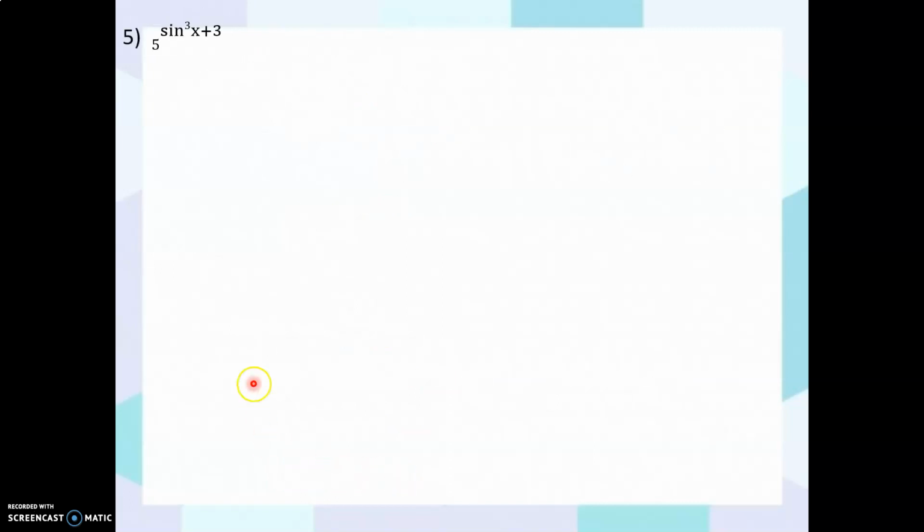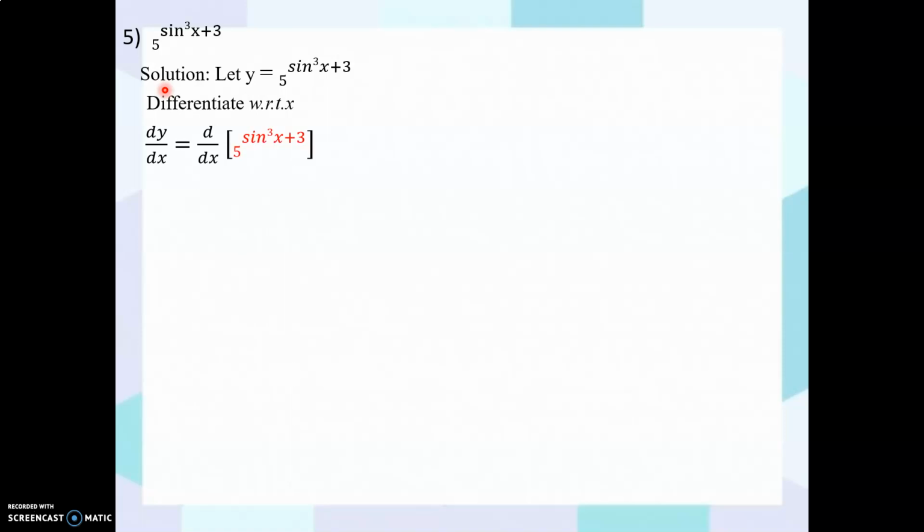The next question is 5 raised to sine cube x plus 3. So the question is in the format of a raised to x. We all know that the derivative of a raised to x is a raised to x log a. So we are considering this as a raised to x. So a raised to x into log a into the derivative of sine cube x plus 3 as it is.